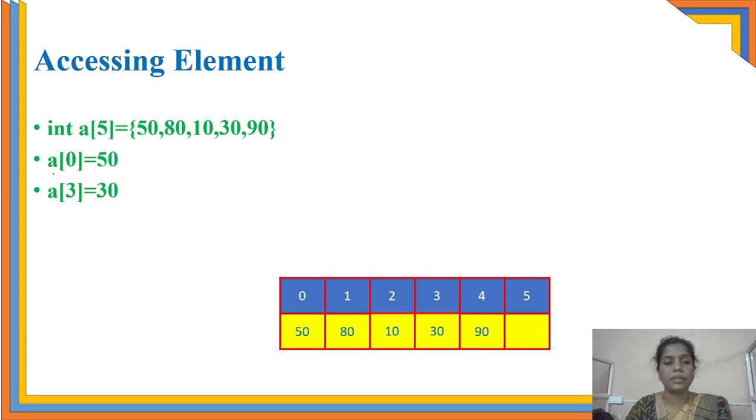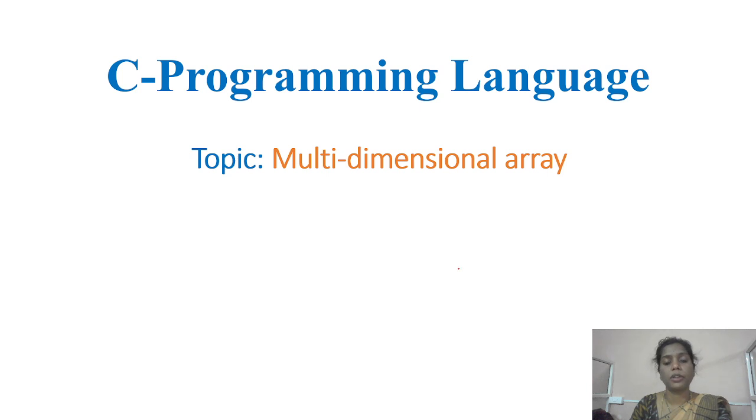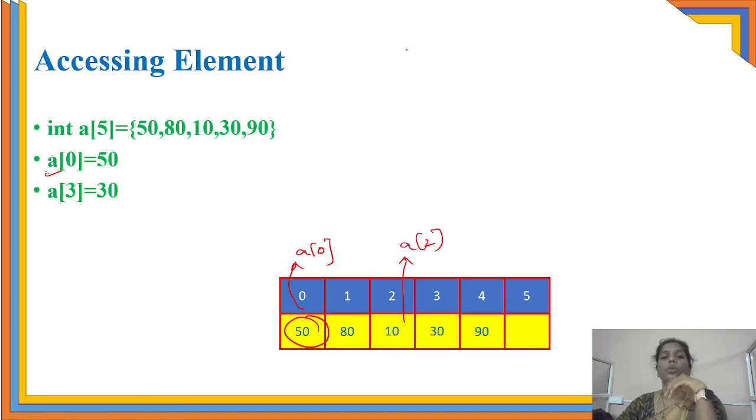Accessing the element, you can access by index. If you want to access this element, you can access it like a of 0. If you want to access this element, a of 2, like that. So next, how to read array elements and how to print array elements.